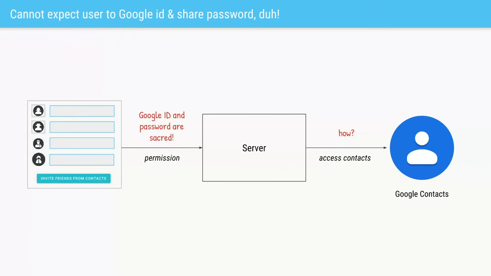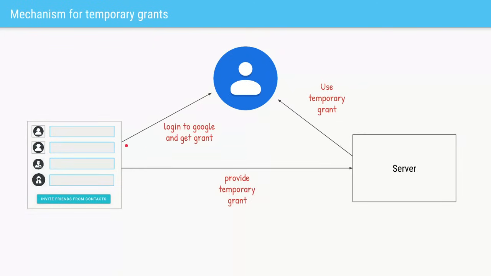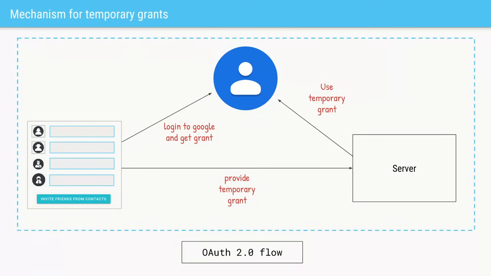And you cannot use the Google ID and password for that particular user. Ideally, we would want a temporary grant given by the user to us, such that we can use that grant and ask Google contacts for the contacts of this particular user temporarily. So we want the user to log into Google, get a particular grant, share that grant with us on the server side, and then the server can use that temporary grant, go to Google contacts, ask for the contacts for that particular user, and if the grant is valid, then the server will be granted the right contacts. And this mechanism of giving this temporary grant and using the grant to access the resource on behalf of a user is nothing but the OAuth 2.0 flow.